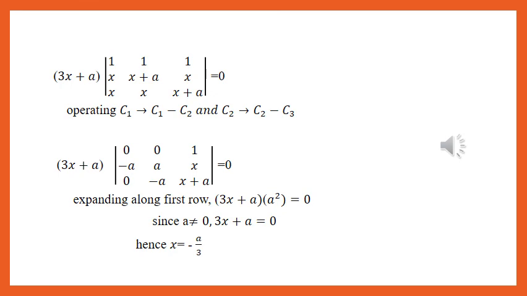Now 2 factors, product 0. So one of these factors must be 0. But question says a is not equal to 0. So we have 3x plus a equal to 0 and x is equal to negative a by 3. This is the value of x.